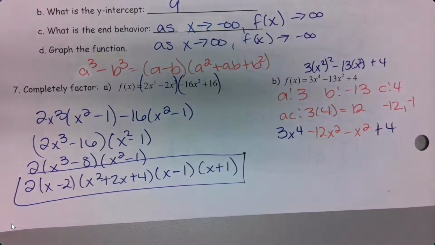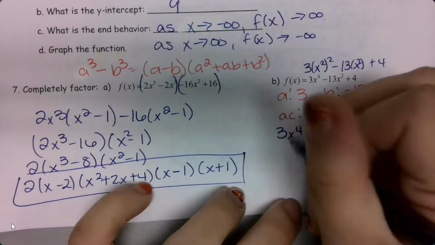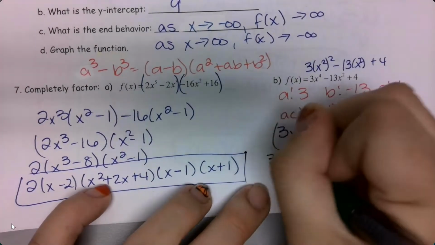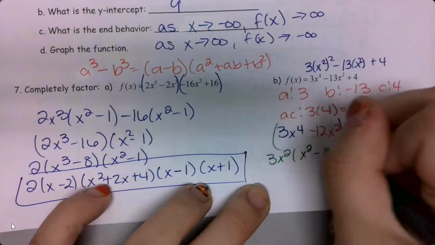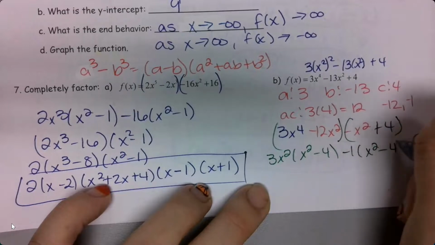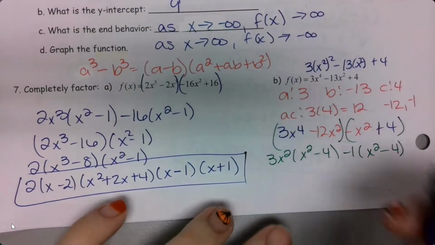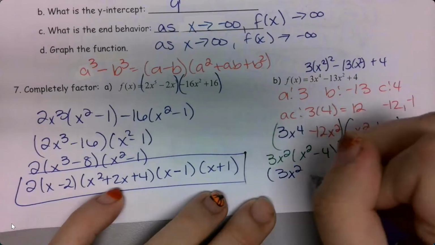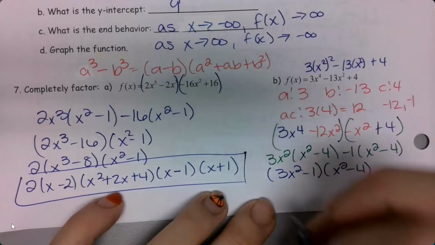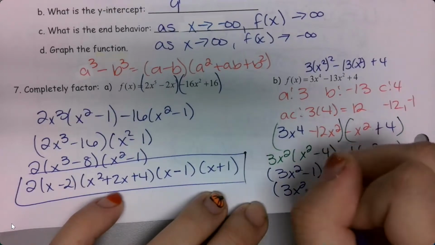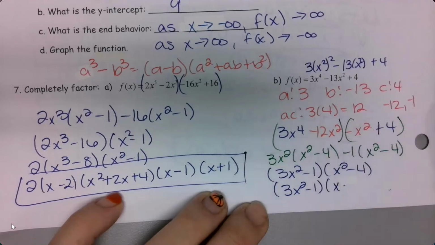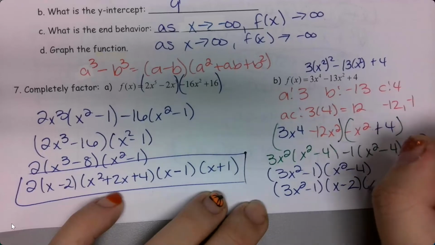Then I want to factor by grouping here. So in my first group, I can take out a 3x squared. It's going to leave me with x squared minus 4. In my second group, I can take out a -1. Again, leaves me with x squared minus 4. I'm going to put my two outside pieces together. I have 3x squared minus 1, x squared minus 4. X squared minus 4 is a difference of squares, so I can split that up. So we're going to have x minus 2, x plus 2.